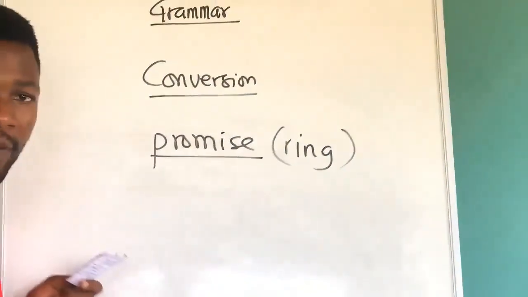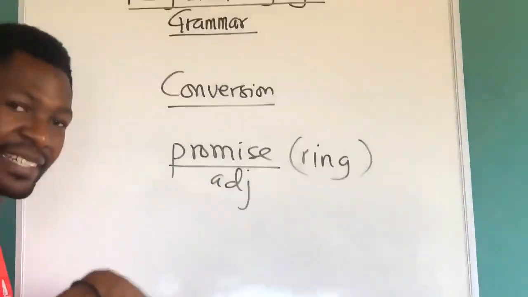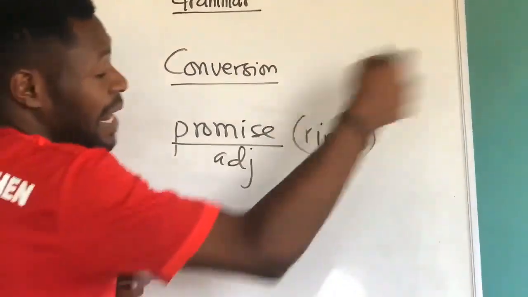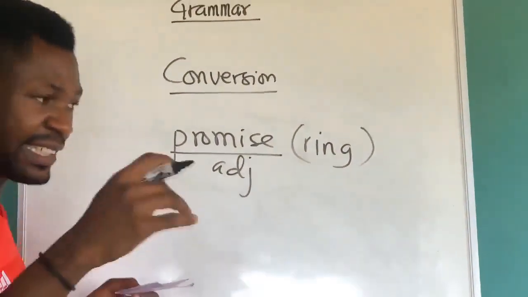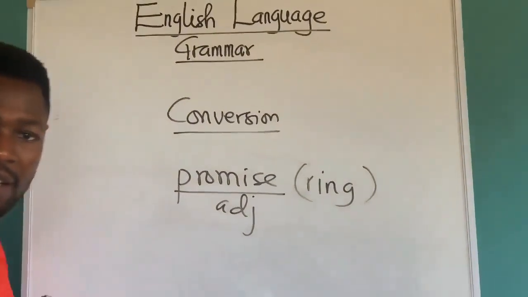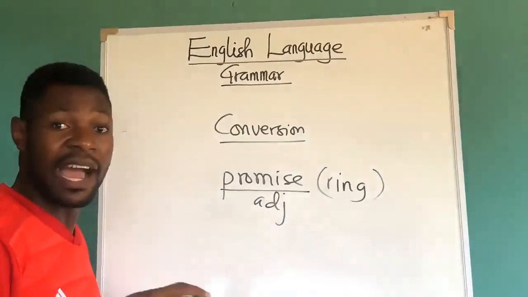Here, promise ceases to be what? A noun. It is an adjective. A noun that has been adapted as an adjective to describe another noun. Therefore, when you see nouns in series, it is the last noun that remains a noun. All those that precede the last noun are adjectives.